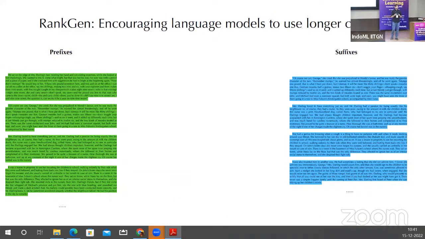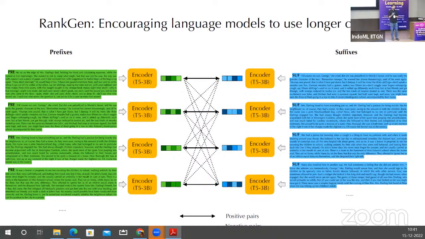So our model is based on correcting this problem that we discovered. In RankGen, we encode all of these prefixes into single vectors using a T5 encoder. We similarly encode all suffixes into a single vector. Now we train this model, similar to the contrastive loss I described in the question answering project, to map this vector as close to the gold suffix vector as possible and far away, that's these dashed lines, from all of the other suffixes in the batch. So this is a case of in-batch contrastive learning.